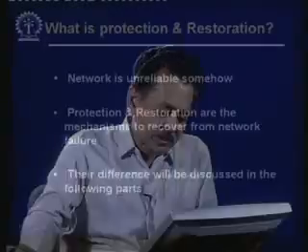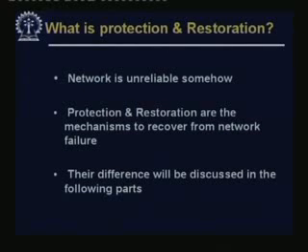And another thing: when we want to give some reliability, protection, restoration, etc., we always, in some form or other, have to bring in some redundancy. Without any redundancy, a system cannot be protected, it cannot be restored without any replacement. So, there has to be some redundant capacity in some form in the network in order to achieve protection and restoration. How this is done, that is what we will discuss. Now, protection and restoration are the mechanisms to recover from network failure. Their difference will be discussed in the following parts.